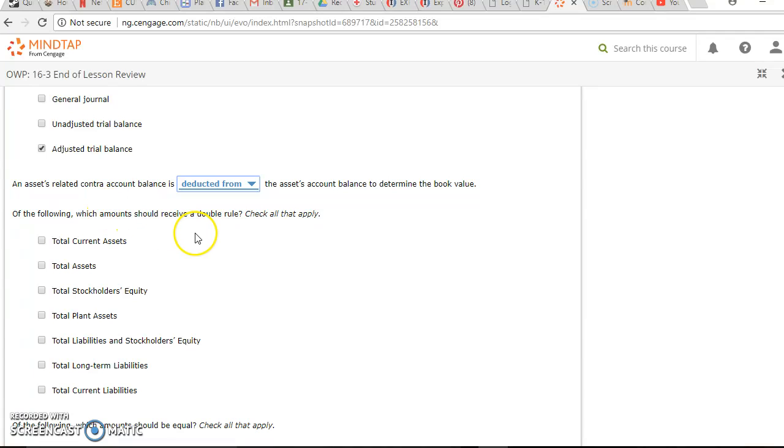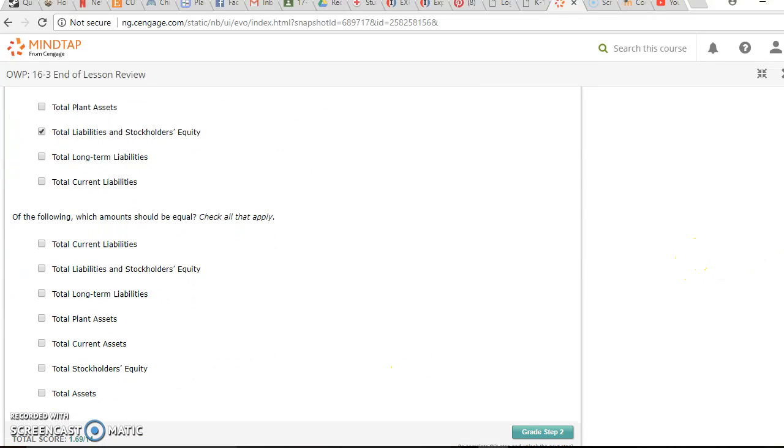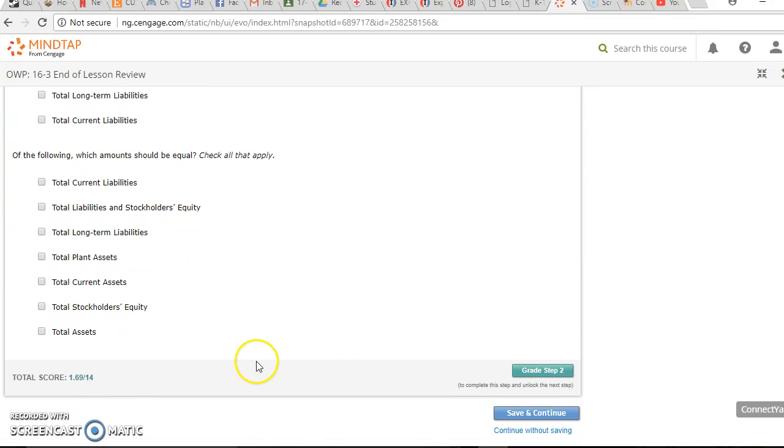Of the following, which account should receive a double rule? Total current assets, total assets would have a double rule at the bottom. Remember, your total assets equal your total liabilities and stockholders' equity. And I pointed out that those should equal in the end and prove that those are equal. Of the following, which amount should be equal? Again, total assets should equal total liabilities and stockholders' equity.